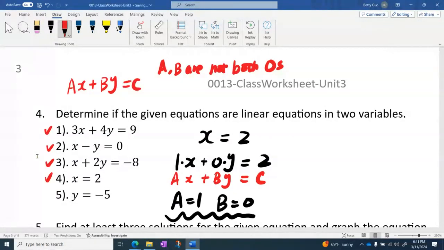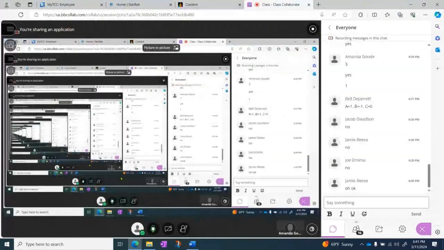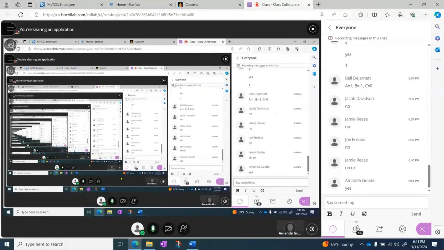I know it might sound weird because you don't see variable y. Again, you do not see variable y because the coefficient of y is 0. But x equals 2 is also a linear equation in two variables in a rectangular coordinate system. I want to make sure everybody understands that. Jamie said, oh, okay. Do we agree now? Even with the missing variable y, it is a linear equation in two variables. It's just that the coefficient of y is 0.